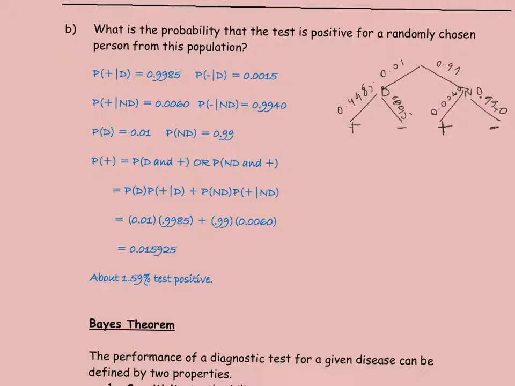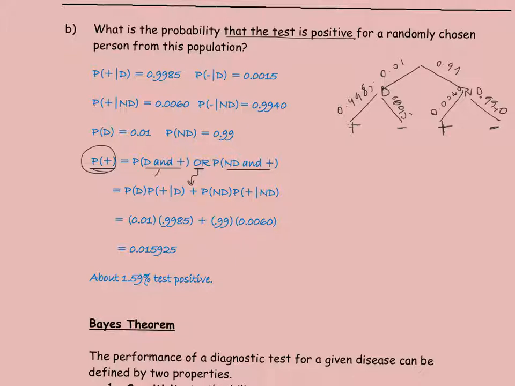Now the first question is, what is the probability that a random person takes the test and the test shows positive? So basically we're trying to figure out the probability that the test will show positive. So we have to think about how to do the calculation. When does someone show positive? When they have the disease and they show positive, or they do not have the disease and they show positive. The word "or" translates to addition.